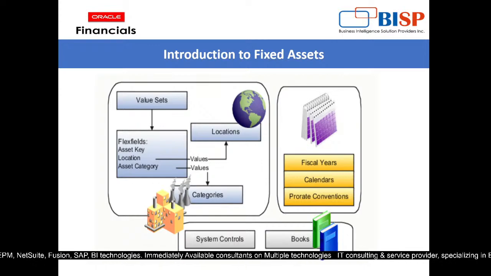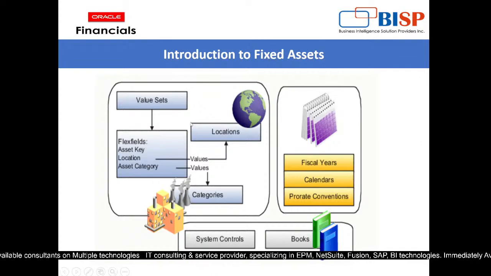So now we will be talking about the figure that you can see on my screen. So let's refer to the figure. So this lists a framework to develop and manage our asset flex fields, system control, fiscal year, location, calendar, prorate convention, asset books, and asset category. We will be configuring all of these items. So as we might be aware of the flex fields, like in the general ledger, we have accounting key flex field under which we specify our chart of accounts.